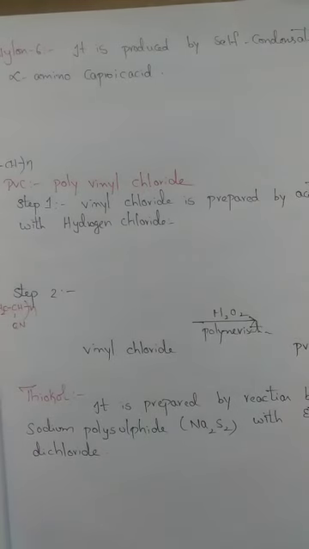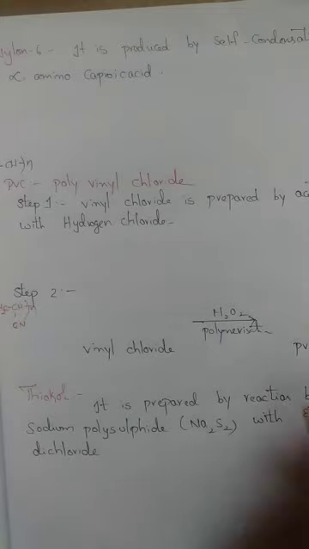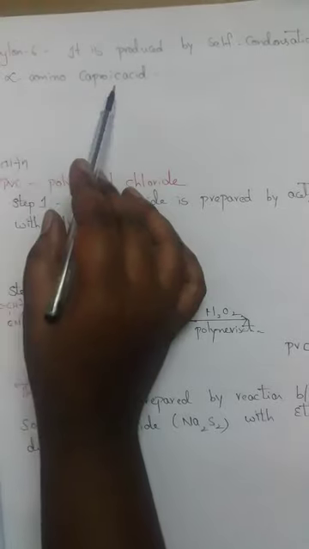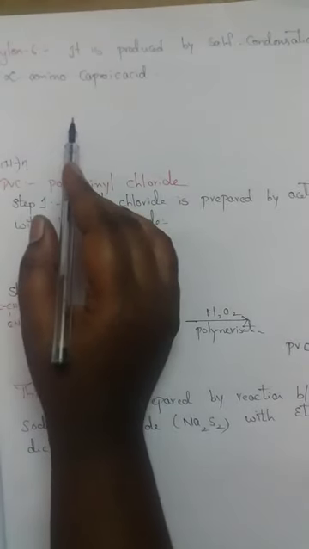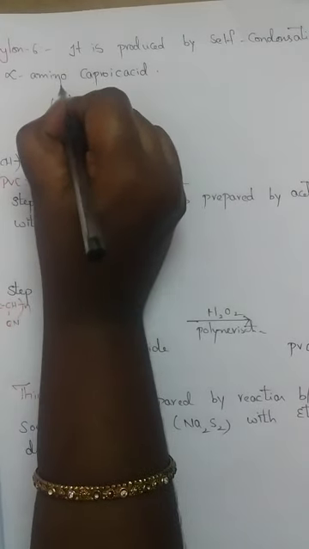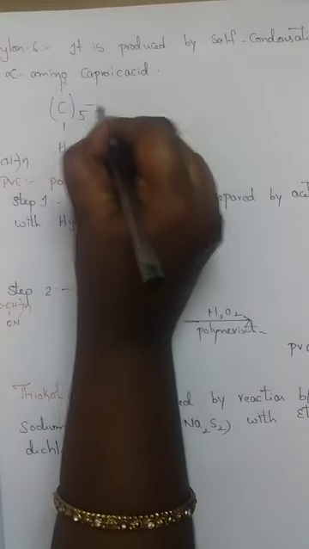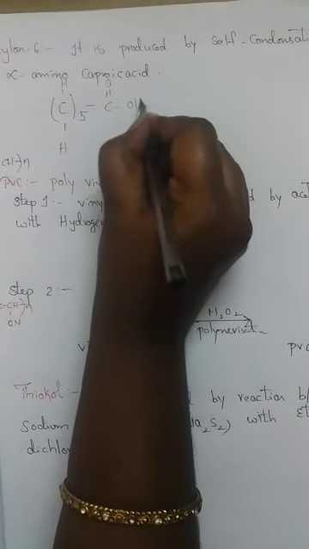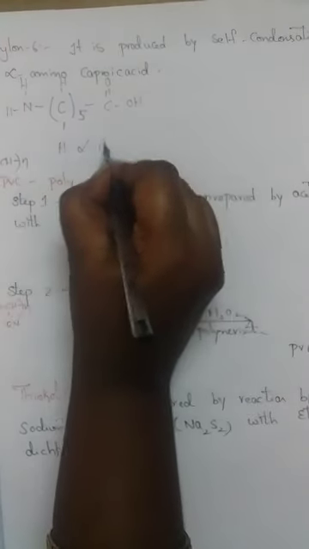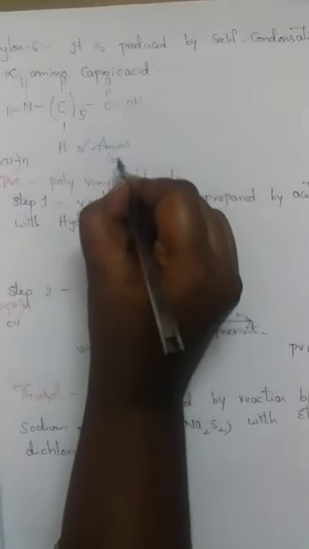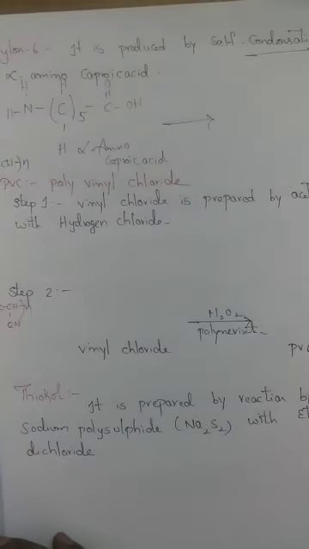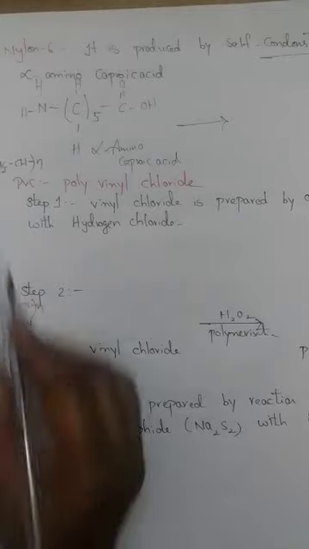How is nylon 6 prepared? Nylon 6 is prepared by self condensation. Condensation is nothing but elimination. So self elimination of alpha aminocaproic acid. The formula of alpha aminocaproic acid is taking the carbon as 5 with methylene CH2. On one side you take the carboxylic acid, on the other side you take the amine group. So this is the formula of alpha aminocaproic acid. How is it converted? By self elimination, self condensation. See here it is a monomer.